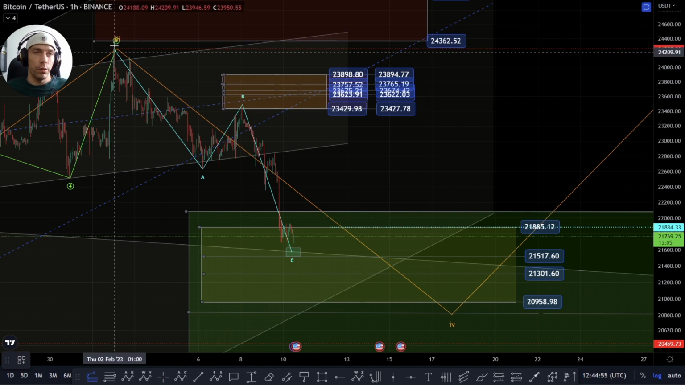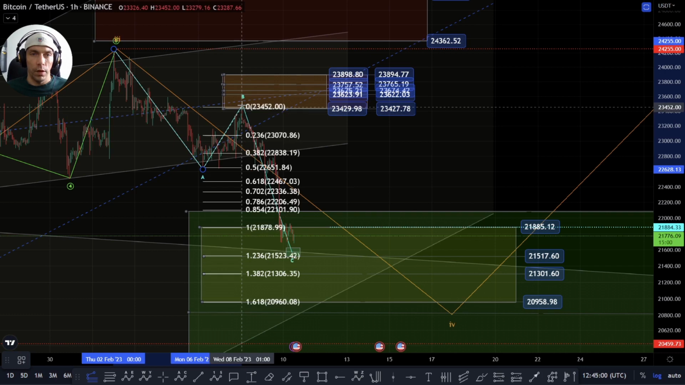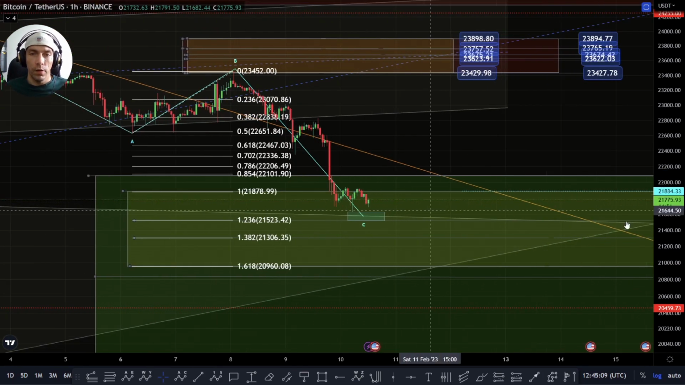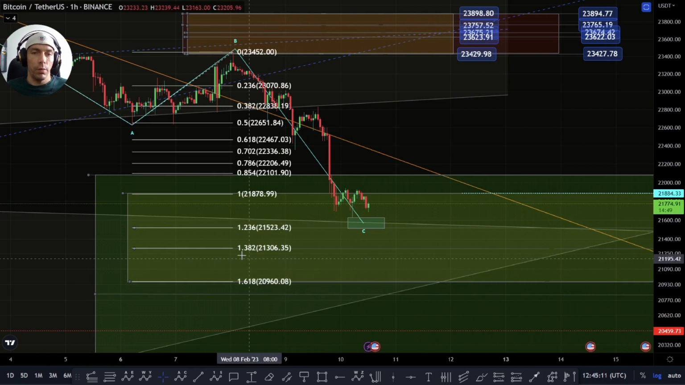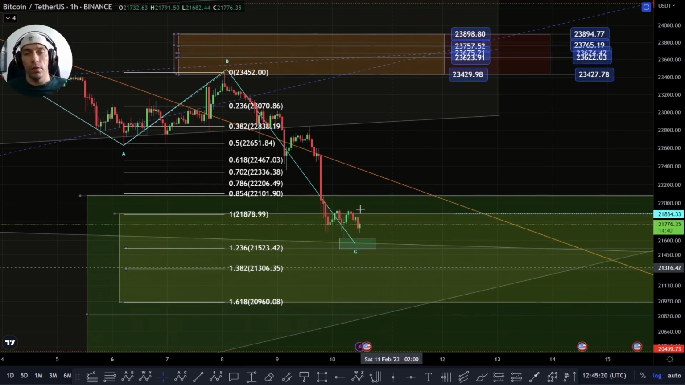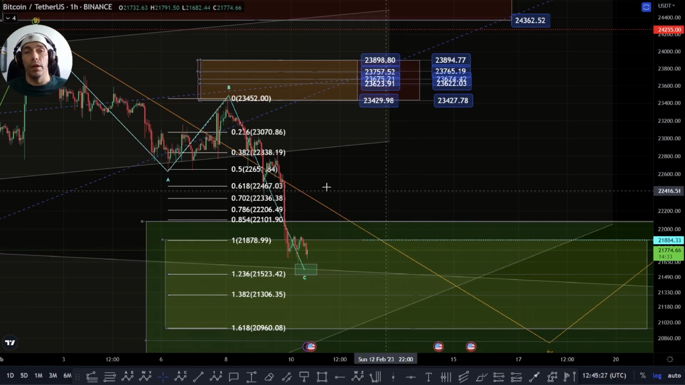So if I throw this onto this high point here, down onto this low and up into this high again, we can see here that actually we've already come past this 1.21. So we need to just watch this zone. This 1.236 could be an interesting zone as well, sitting here at the 21,523. The 21,306 would be the 0.382, and then finally that lower range would be that 20,960 zone. So these are all interesting zones that if we do continue to move down here, we could potentially look to get a reaction, should we have this move playing out.